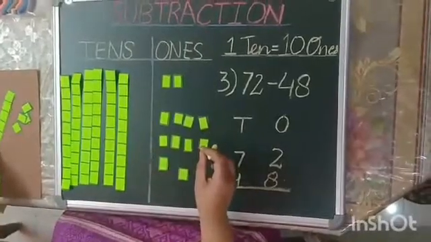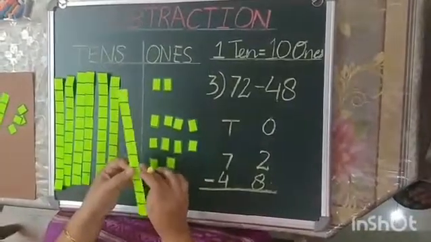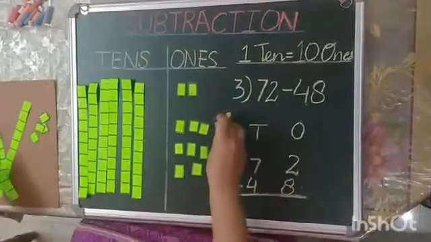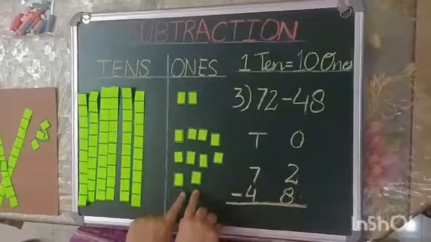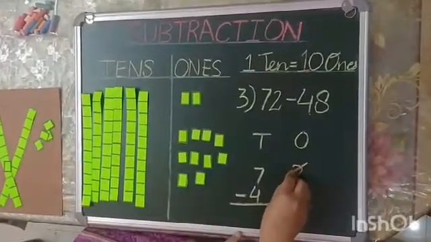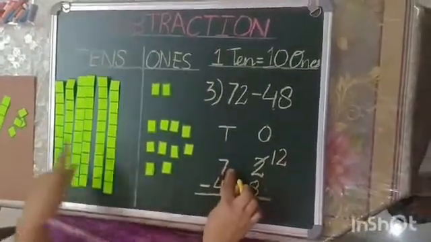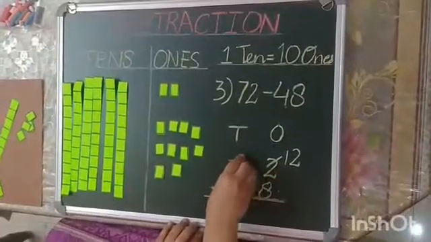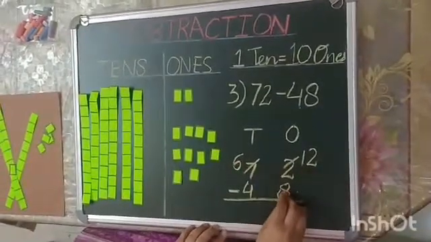Children, why did I replace 1 ten with these 10 ones? Because I cannot keep a 10 in the ones column. So now what will I do? Subtracting 2 from 18. Now how many do I have here? 1, 2 and 10 makes 12. So this will be written as 12. And how many tens are left here? 1, 2, 3, 4, 5, 6. So no more 7 tens. There are 6 tens. So 12 minus 8.